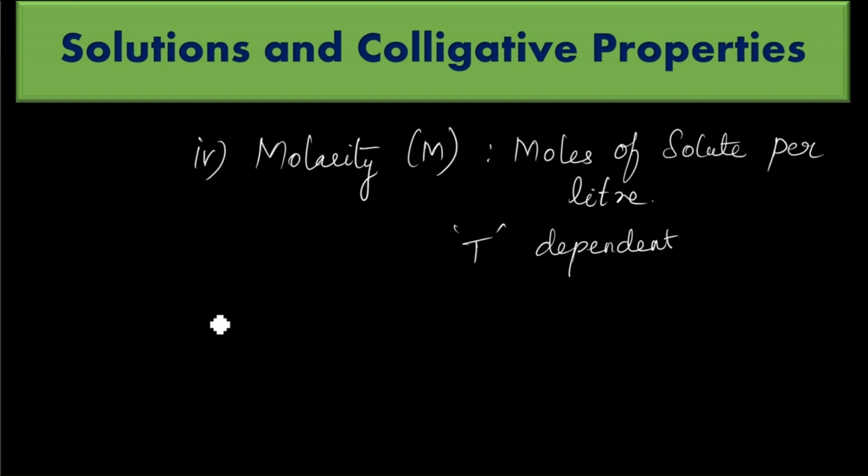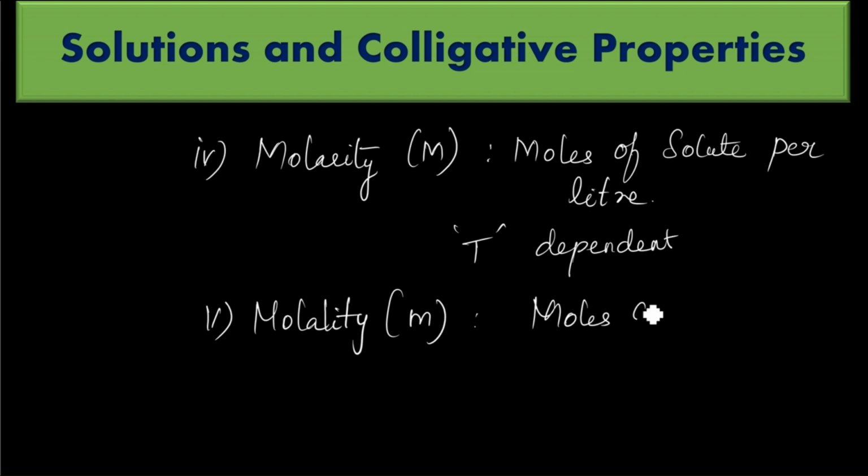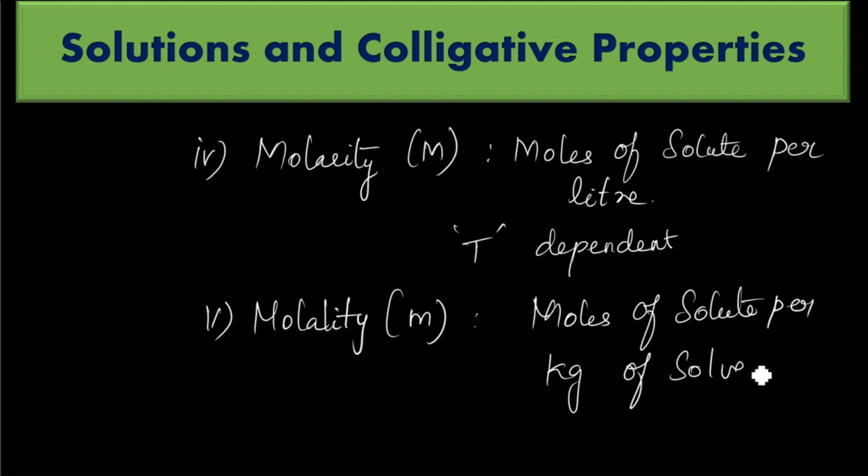Then the next one is molality, which is denoted by small m. That is moles of solute per kilogram of solvent. This is a temperature independent concentration term, which is not affected by an increase or decrease of temperature.